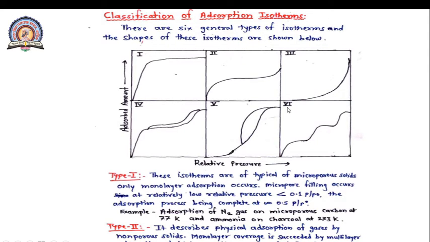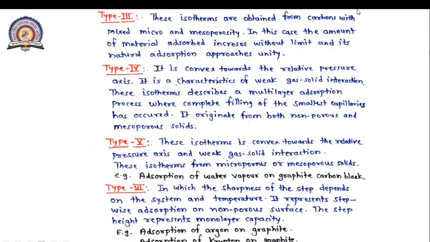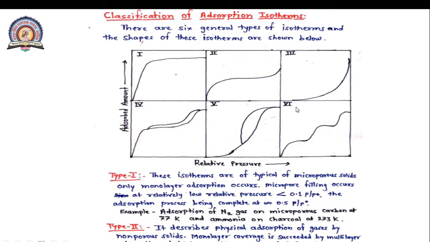Then type third, the adsorbed amount versus relative pressure. Now see this curve. These isotherms are obtained from carbons with mixed micro and mesoporosity. In this case, the amount of material adsorbed increases without limit and its natural adsorption approaches unity.